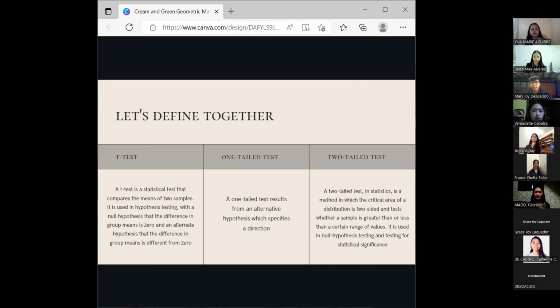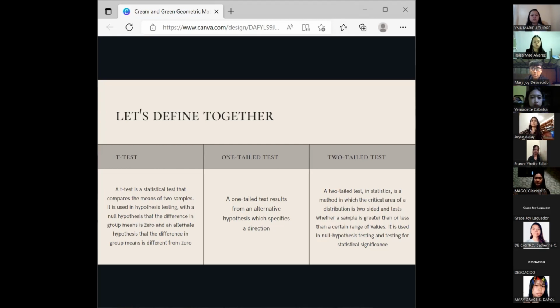Next, one-tailed test. A one-tailed test results from an alternative hypothesis which specifies a direction. So, paano malalaman if a test is right or left direction? So, left-tailed if the critical region is in the negative direction on the number line, and right-tailed if the critical region is in the positive direction. Last, two-tailed test. A two-tailed test in statistics is a method in which the critical area of a distribution is two-sided, and it is used to test whether a sample is greater than or less than a certain range of values.